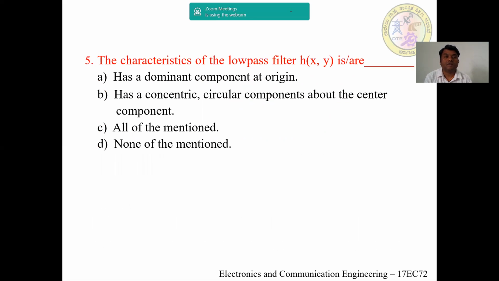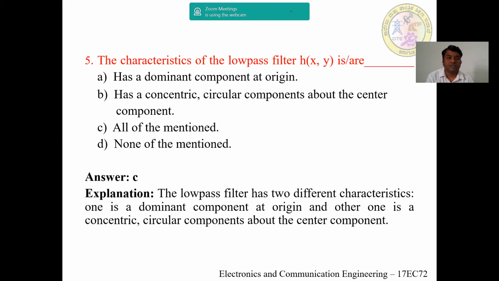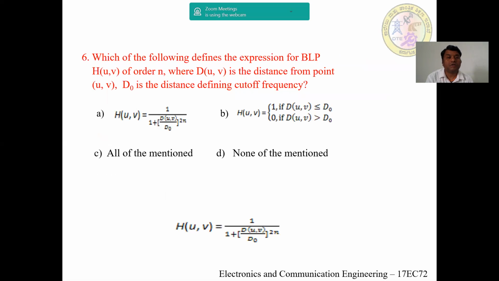The characteristics of the low pass filter H(x,y) are: a dominant component at the origin, a concentric circular component about the center component, all of the mentioned, none of the mentioned. Answer is C, all of the mentioned. The low pass filter has two different characteristics. One is a dominant component at the origin, and the other is a concentric circular component about the center component.